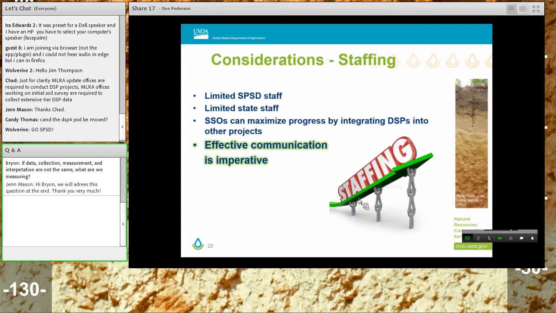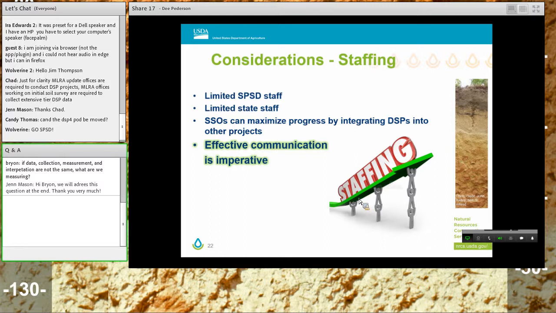Imperative to this effort is effective communication. Everyone involved in conservation, the survey offices, the state soil staff, state technical specialists, cooperators, soil health division, science and technology staff, collaboration on a common goal, soil health and DSPs, increases overall efficiency. So if we had a one-person soil survey office plus one state sponsor, and DSP projects are required to have a state sponsor, plus one field office staff or one resource soil scientist, that is a good number that could be your DSP soil health team, or a state soil health specialist if you happen to have those in your area.